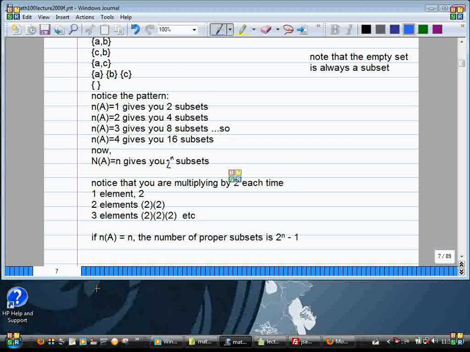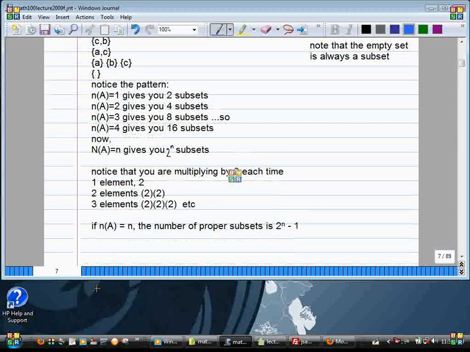So, any questions about that? Okay. So, we started by talking about Venn diagrams, and now that we talked about subsets, we're going to finish by talking about Venn diagrams.